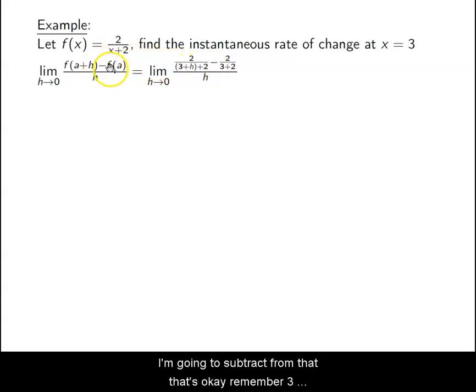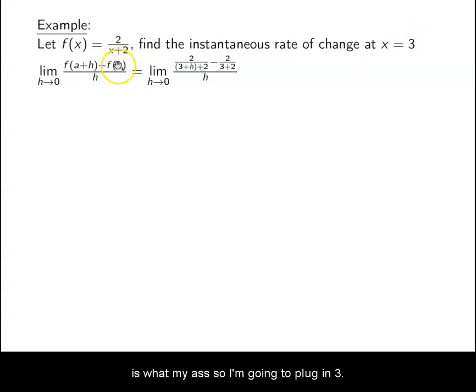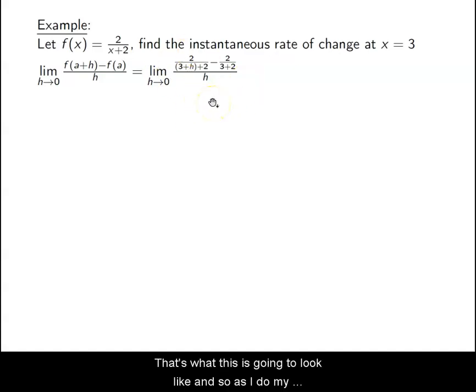I'm going to subtract from that f of a. Remember, 3 is what my a is. So I'm going to plug in 3 everywhere. So 2 over 3 plus 2, all over h. Okay, so that's what this is going to look like. And so as I do my calculations, I'm just going to simplify everything.